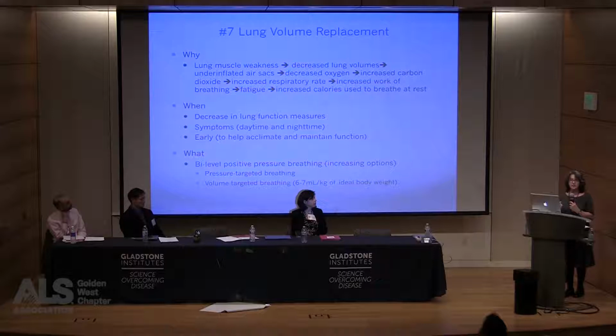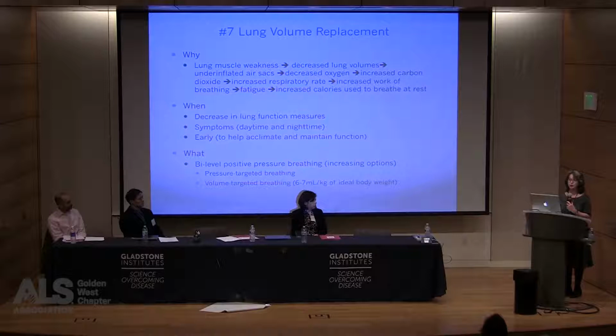You might hear it referred to as BiPAP, bi-level positive pressure breathing, non-invasive ventilation, or non-invasive positive pressure breathing. There are more and more new microprocessor ventilators and positive pressure breathing devices out there that will deliver a breath that's volume-targeted or pressure-targeted, and there certainly is no time to go into all of those now, but your respiratory care practitioner can help you decide which breath delivery is best for you.